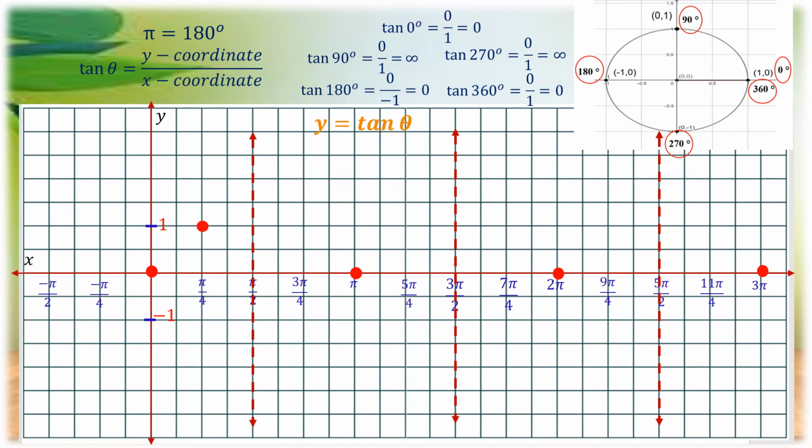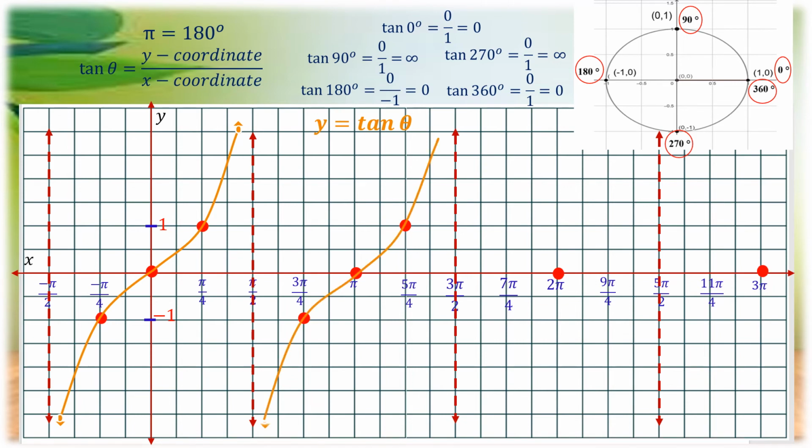Then tangent pi over 4 is equal to 1, and tangent negative pi over 4 is equal to negative 1. And then tangent negative pi over 2 is undefined, so we have a broken line. And then we connect the points, so we have this curve, and the curve moves downward continuously as well as upward continuously, but it doesn't touch negative pi over 2 and pi over 2. It is asymptotic. And then next, tangent 3 pi over 4 is equal to negative 1, and tangent 5 pi over 4 is equal to positive 1.